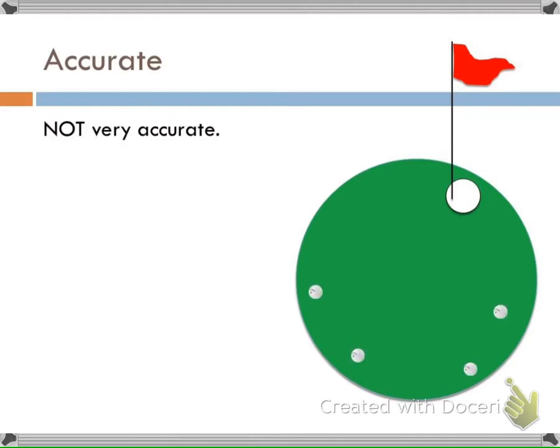So if we look at this picture, we can see that there's four golf balls. We have one here, here, here, and here. And none of those four are very accurate. They're not close to the hole at all. So we have very low accuracy.